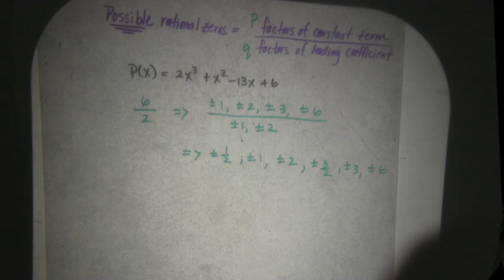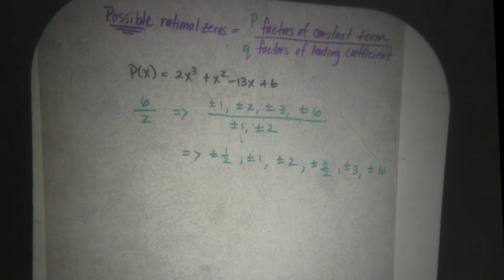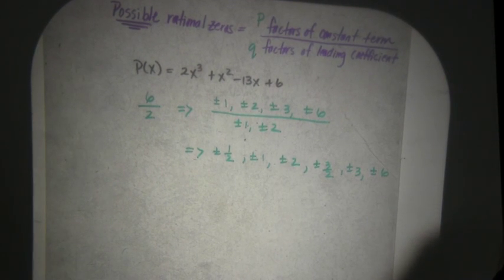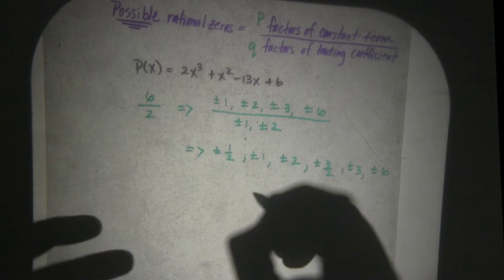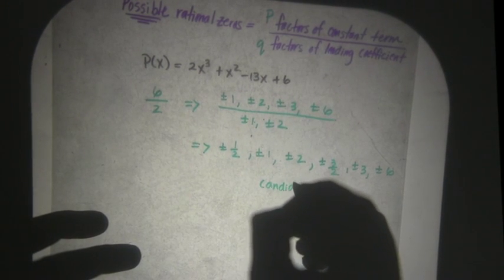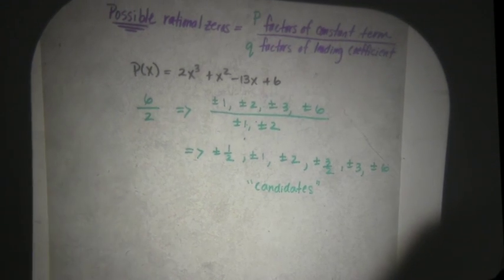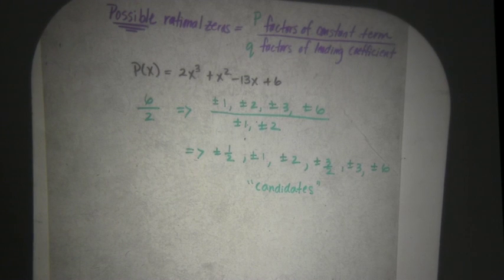So I just wanted to show you real quick how you use the rational zero test to generate your list. So right now, for this particular polynomial, we have 12 options, or we can call them candidates. They are candidates for rational zeros. We don't know yet if they're actually going to be a zero, but we could do some synthetic division and find out if in fact these candidates are zeros.